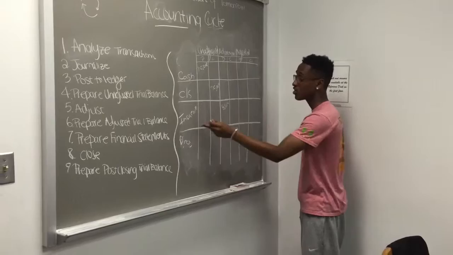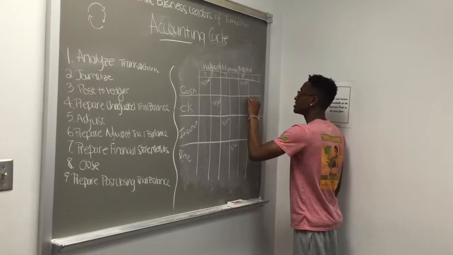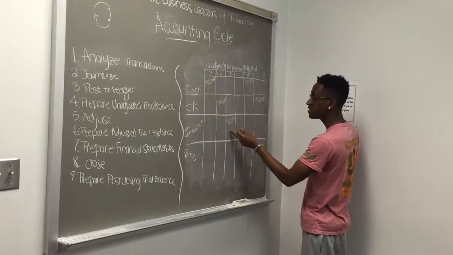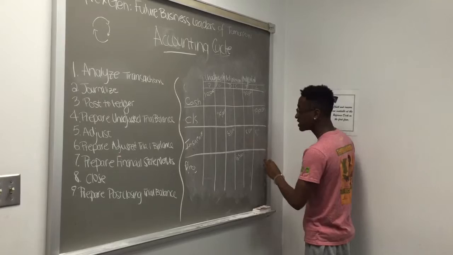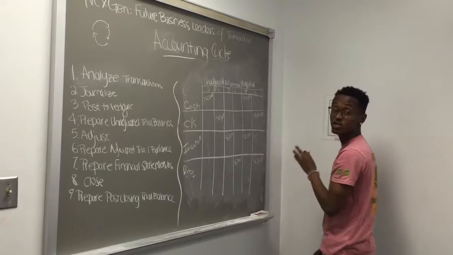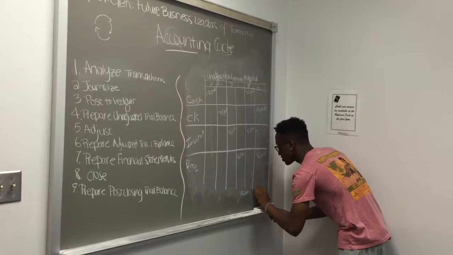So now we go to the adjusted trial balance, and we move this cash over, $70,000. We move this common stock over, $70,000. You go to insurance expense and move it to the adjusted debit side, $8,500. Then we move this prepaid insurance to the credit side at $8,500. Remember that your debits and your credits are always supposed to equal out. So we add these together, we get $78,500 for the debits, and we get $78,500 for the credits. So they balance out, and that's how you do an adjusted trial balance.